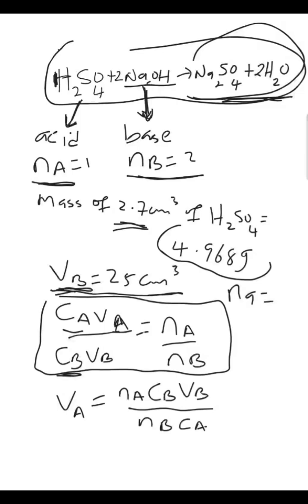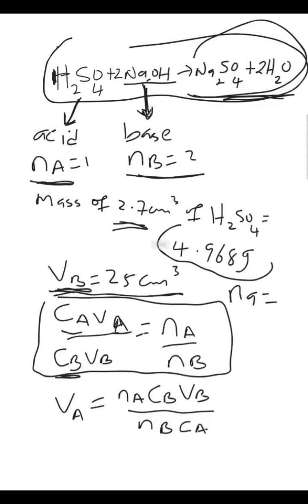Na here means the number of moles of acid, and we got it as 1. While our Nb here means the number of moles of base, and we got it as 2. From this equation, we are looking for the volume of acid because the volume of base is given.